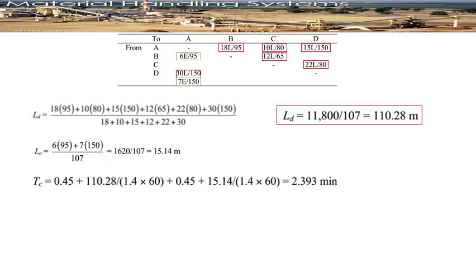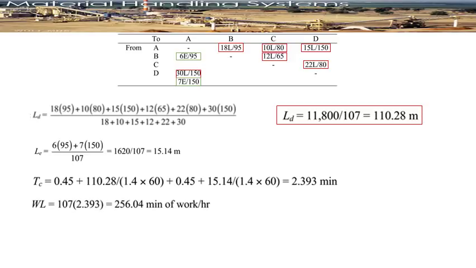Now, to find the TC, the time required is going to be 0.45, which is the loading time for the vehicle, plus 110.28, which is the LD, divided by the velocity, the speed of the carriage, 1.4 multiplied by 60, because it's 1.4 meters per second. If we multiply it by 60, we change it to minutes. And then we are going to have the unloading time, then the LE divided by the speed once again. And the total time is going to be 2.393 minutes.